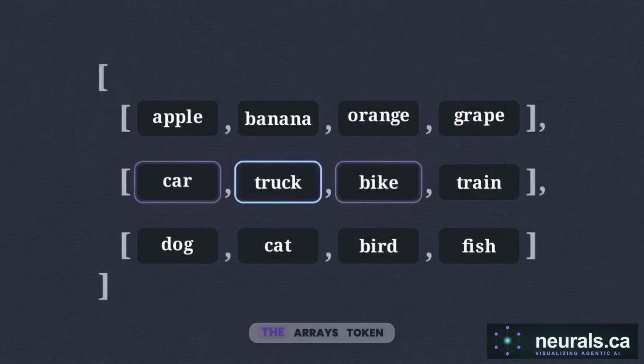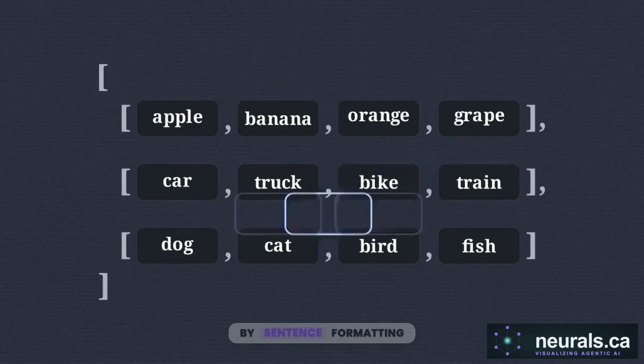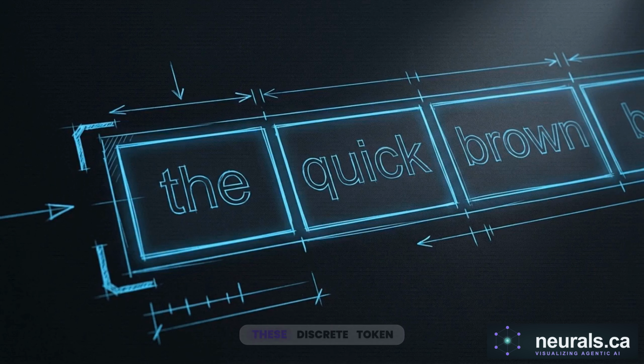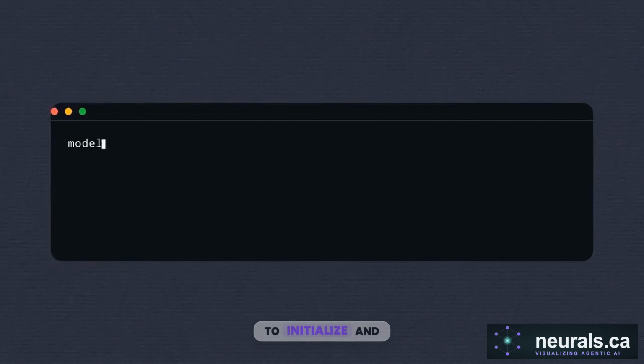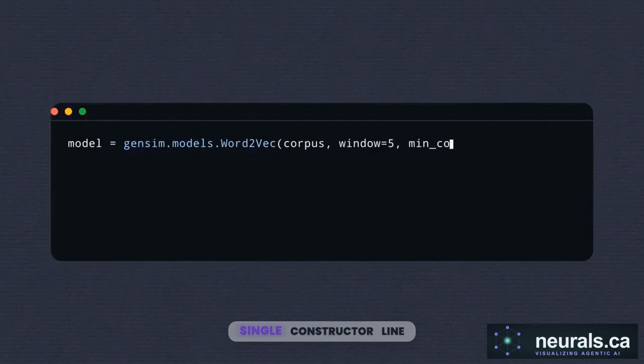It processes the arrays token by token, sentence by sentence. Formatting raw text into these discrete token arrays translates unstructured human language into the precise coordinate inputs required by the neural network. To initialize and train the model, we use a single constructor line.